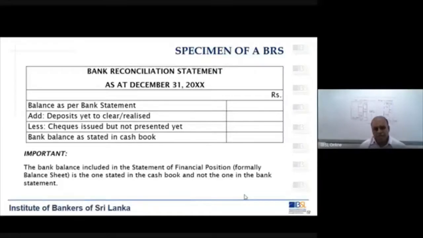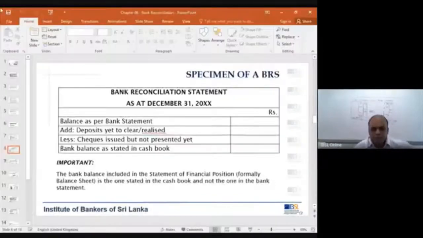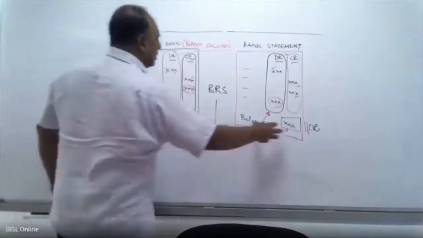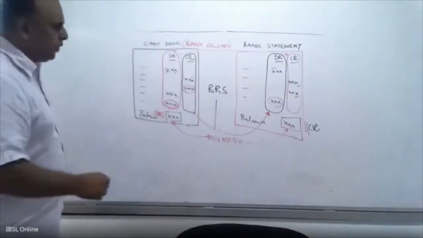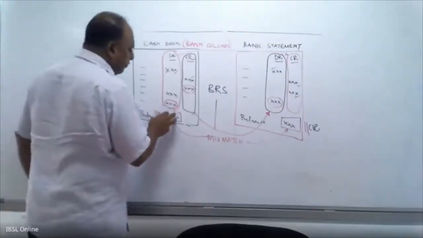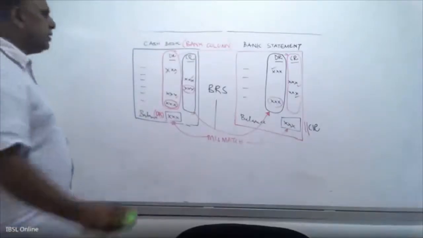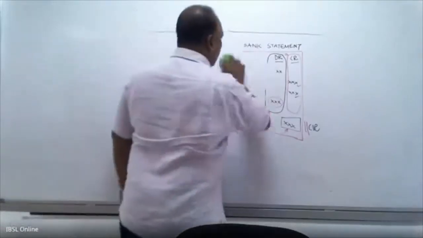Balance as per bank statement, add deposits yet to clear, less checks issued but not yet presented, and you have the bank balance stated in the cash book. Let me take the board, then it will be easy for you. Now, we are talking about the mismatches. The reconciliation template given to you has a starting point of either the cash book balance or the bank book balance. You can start from either way. So the reconciliation happens like this.